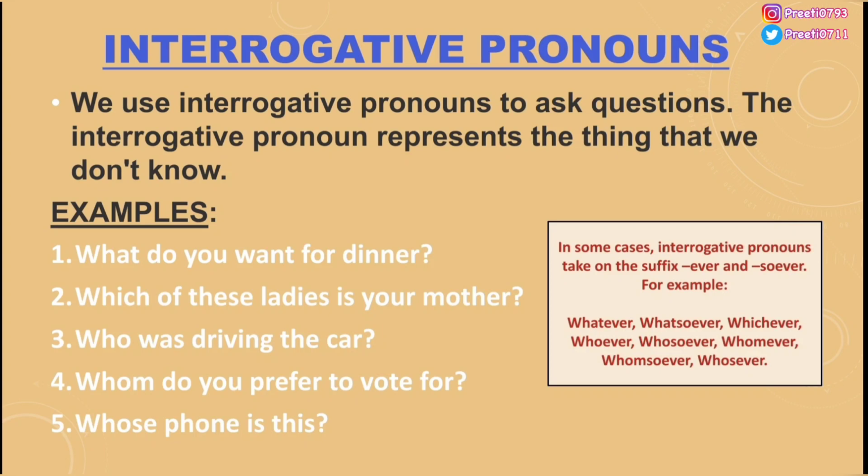Okay, now moving ahead, the next type of pronoun is the interrogative pronoun. As the name itself suggests, they are used to ask questions. The interrogative pronoun represents the thing that we do not know. Examples given here are: What do you want for dinner? So with the word what, we are asking a question. Which of these ladies is your mother? Who was driving the car? Whom do you prefer to vote for? Whose phone is this? So with all these words, what, which, who, whom and whose, we are asking questions.